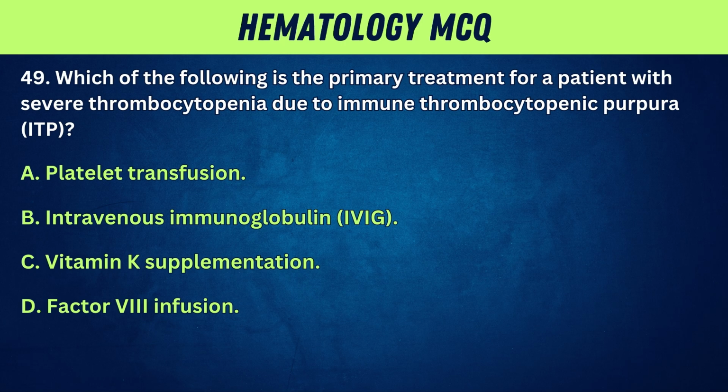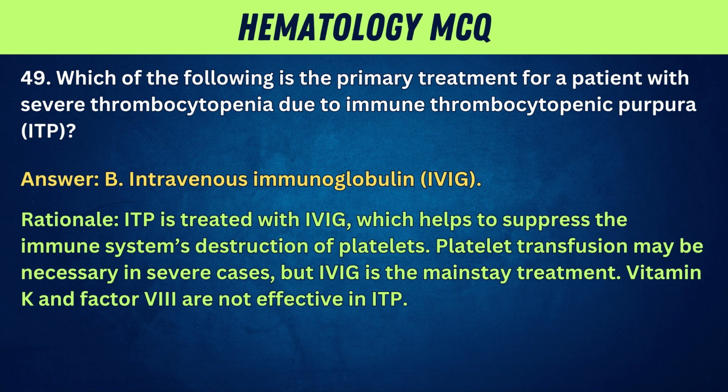49. Which of the following is the primary treatment for a patient with severe thrombocytopenia due to immune thrombocytopenic purpura, ITP? A. Platelet transfusion. B. Intravenous immunoglobulin, IVIG. C. Vitamin K supplementation. D. Factor VIII infusion. Answer: B.